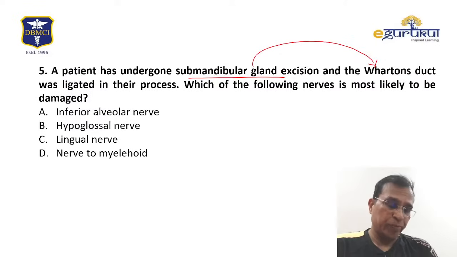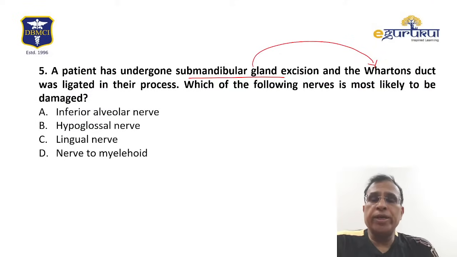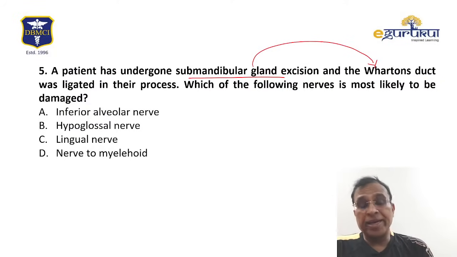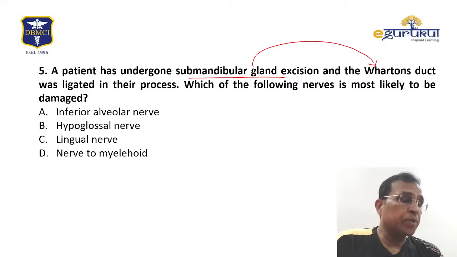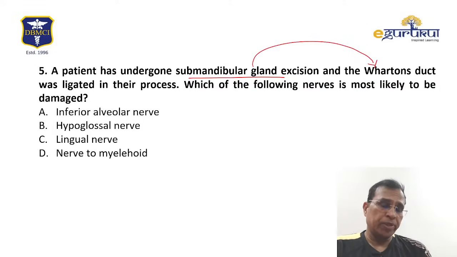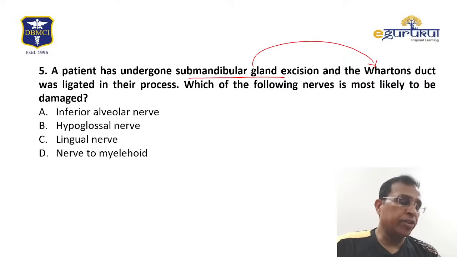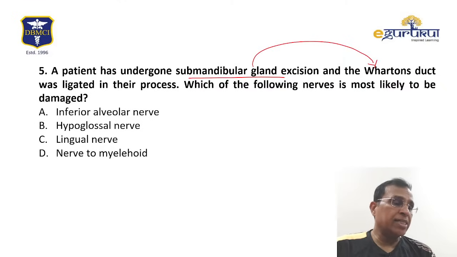So what is your answer, guys? In this case, if you are doing a ligation of the Wharton's duct, then which of the following nerves may get damaged? So any answers you want to answer this question? Is it inferior alveolar nerve, hypoglossal nerve, lingual nerve, nerve to mylohyoid? So I can see a lot of C. Cetrilina says C, Anuja, Dr. Samir, Arpit Yadav: lies near submandibular gland. She says Life of Tintin is C.